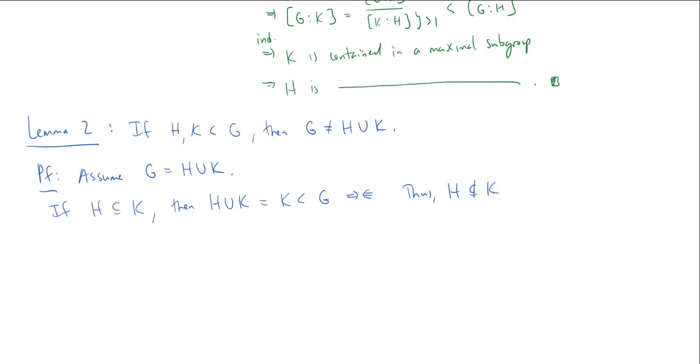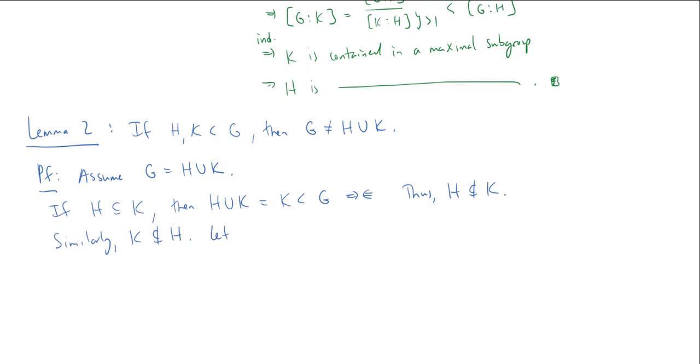Of course, the exact same argument shows that K is not a subset of H. So similarly, K is not a subset of H. So what this means is that there is something in H that is not in K, and there is something in K that is not in H. So let's give names to a couple of elements then.